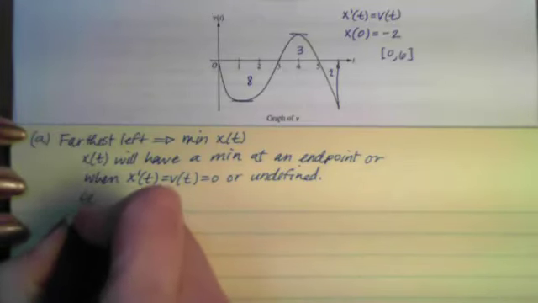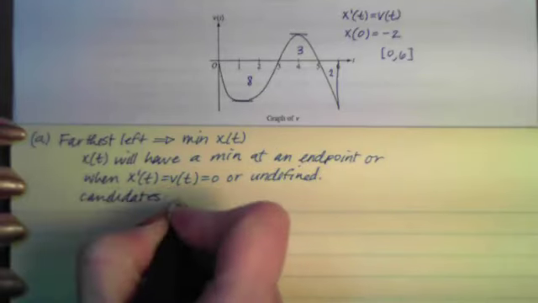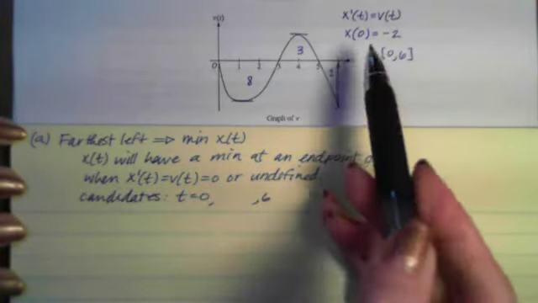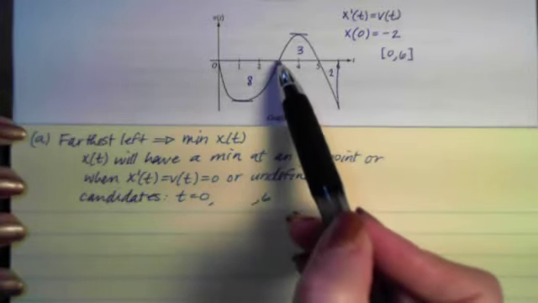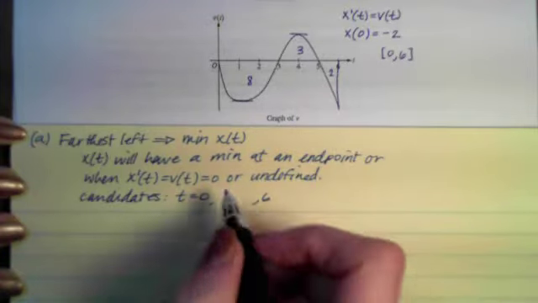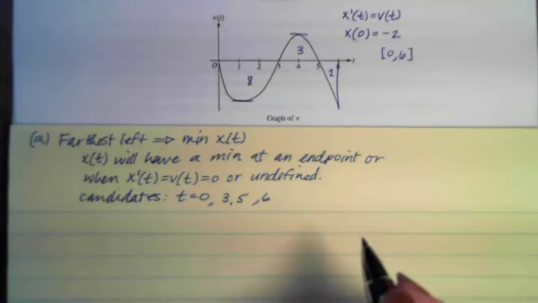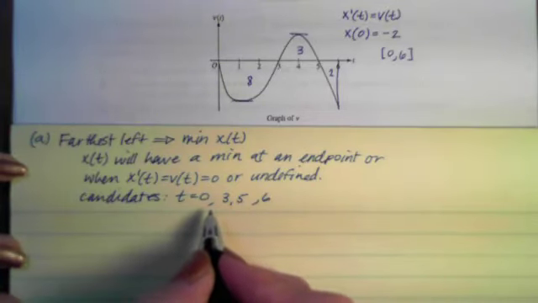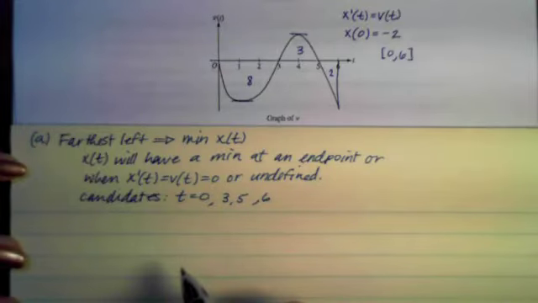So my candidates are going to be the endpoints, which are 0 and 6, and then we also have the places where this velocity function that we have pictured is equal to 0. So we can see it happens at 3 and again at 5. Now, in order to test which of these is the smallest or which of these generates a position that is furthest to the left, we need to be able to list the outputs that belong with these inputs, and we can't do that until we actually have a function.